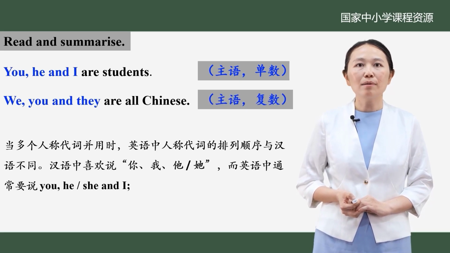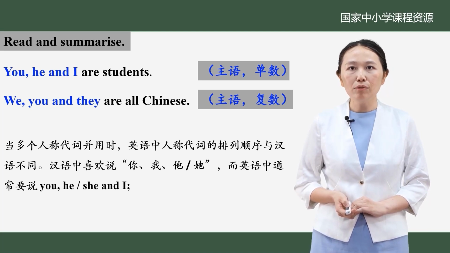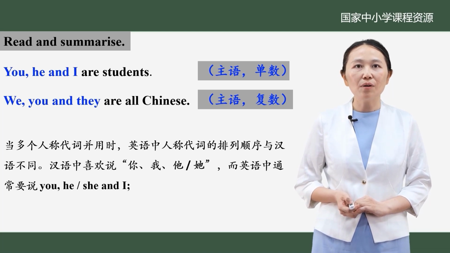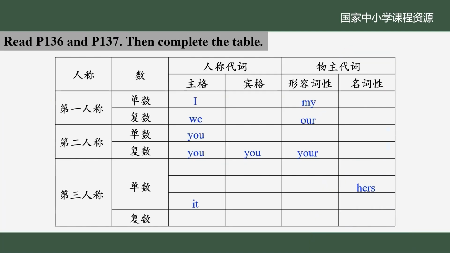In the second sentence, we, you, and they are all Chinese. The personal pronouns we, you, and they are plural. So their order is as follows: first person, second person, then third person.